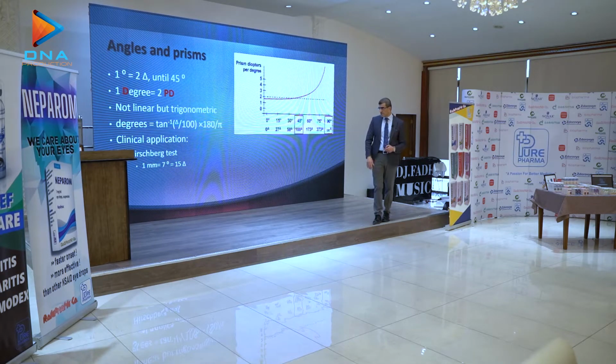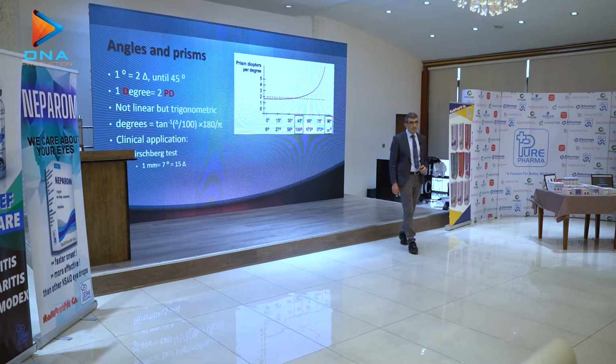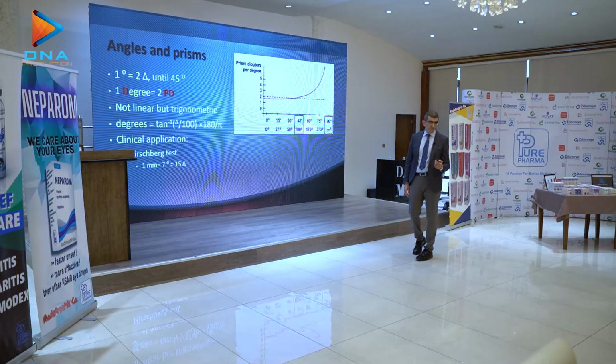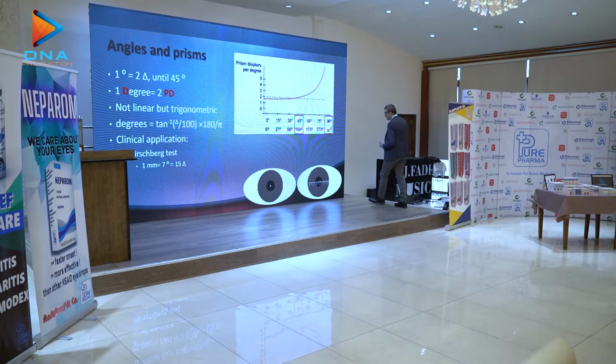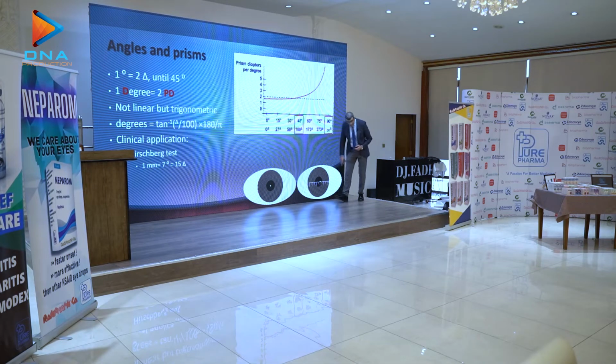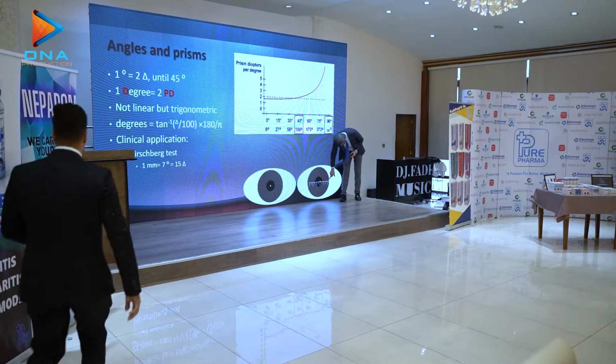We said the clinical application is the Hirschberg test, so each millimeter displacement will be equal to 7 degrees, which is 15 prism diopters. Roughly speaking, when you deal with corneas that are around 12 millimeters in diameter, the radius will be 6, and each millimeter displacement from the center will be equal to 15 prism diopters, right? If you think that the average pupil is 4 millimeters in diameter, the radius is 2. So we have a good landmark between the pupil margin, the center of the pupil, and the limbus.